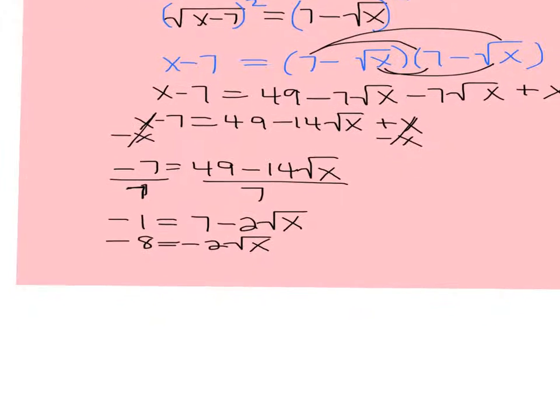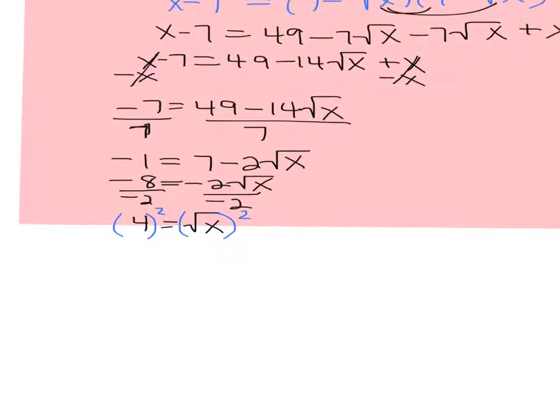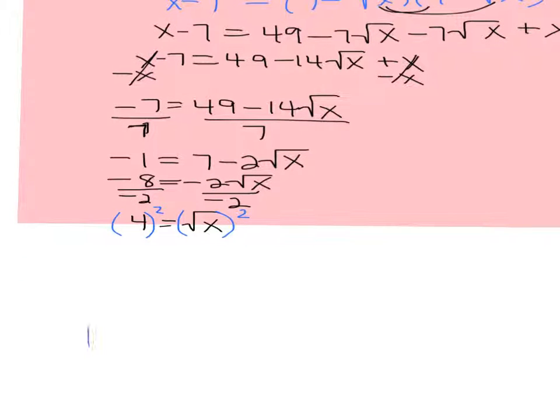I'm going to need to divide by negative 2 on both sides to get the square root of x by itself. So I get 4 is the square root of x. Now I'm to the point where I can go ahead and square both sides of that equation. So what I'm going to be left with is x equals 16.